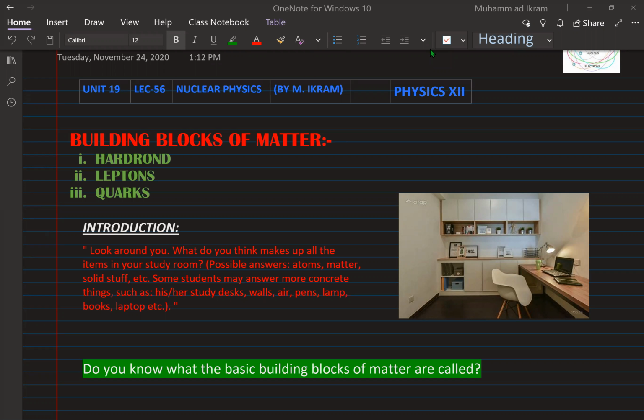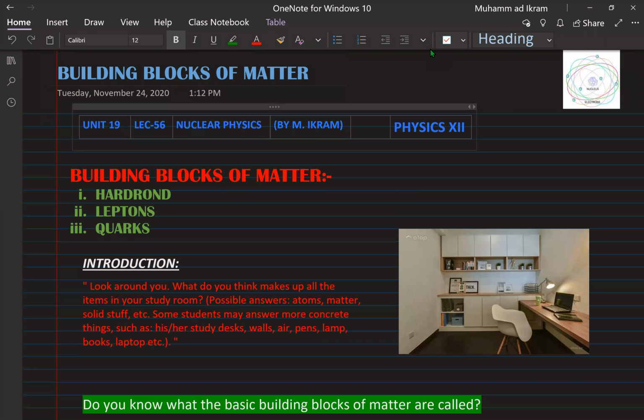This is the last lecture of our scheme of studies, and it is about the building blocks of matter. All right. So here we will discuss the building blocks of matter. So let us start with the name of Allah Almighty. Bismillah ar-Rahman ar-Rahim.